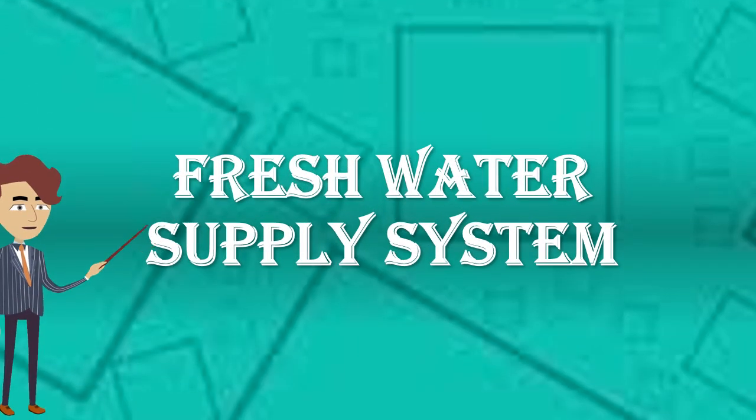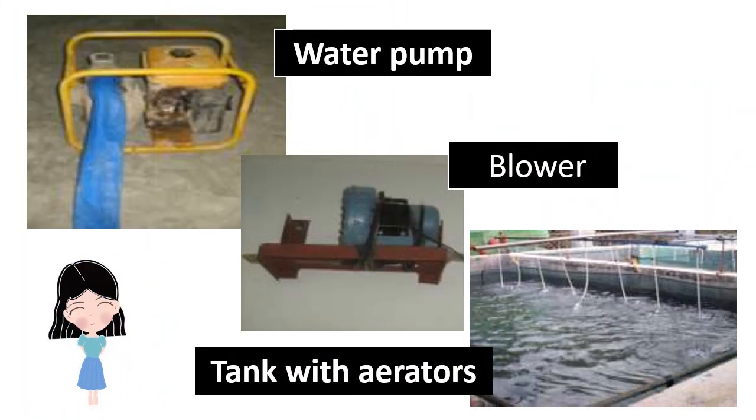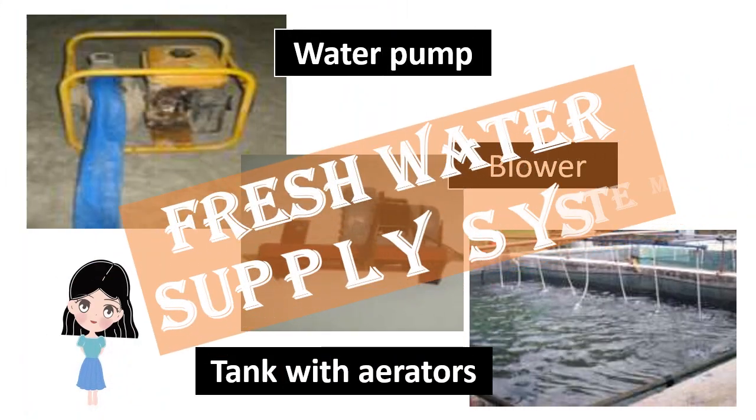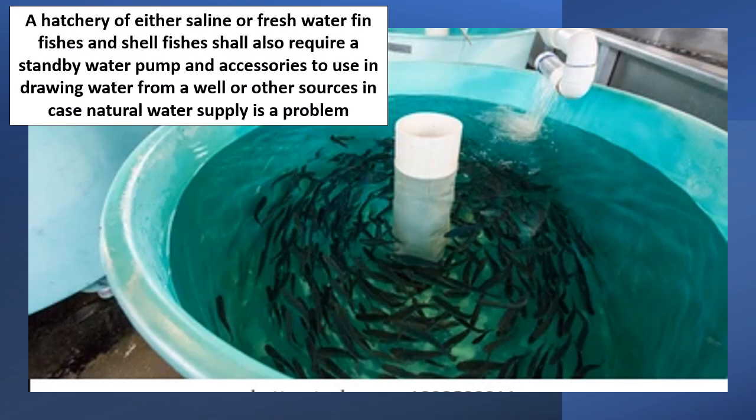Next, we have the freshwater supply system. A hatchery of either saline or freshwater fin fishes and shellfishes shall also require a standby water pump and accessories to use in drawing water from a well or other sources in case a natural water supply is a problem.